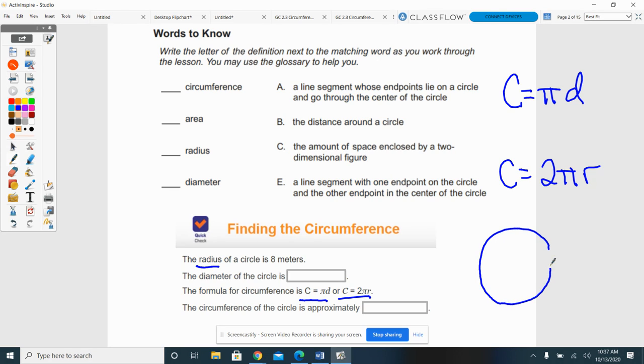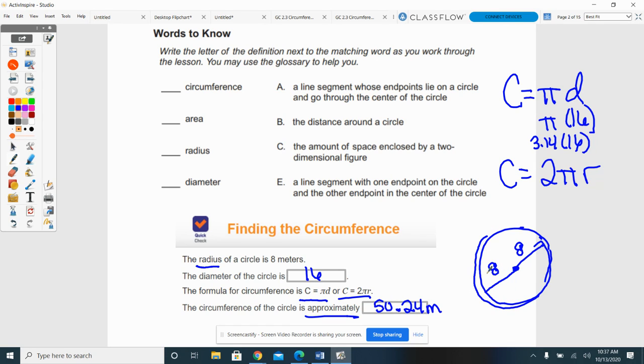So if the radius from here to the end was 8, what would the whole diameter be? Well, this would also be 8, and the whole diameter would be 16. Then we can use the formula pi times 16 to get the circumference. And they said approximate here, so we're going to use our calculator. We might as well type in 3.14. So I'll take 3.14 times 16, and I'm grabbing my calculator. And I get 50.24.